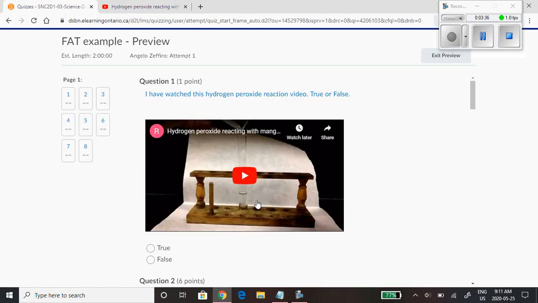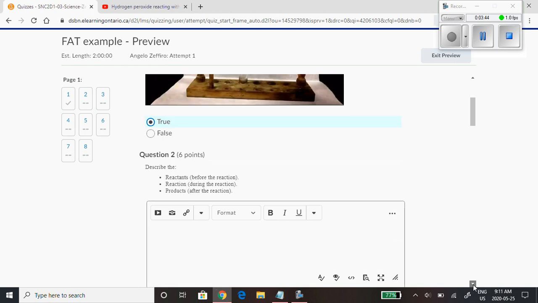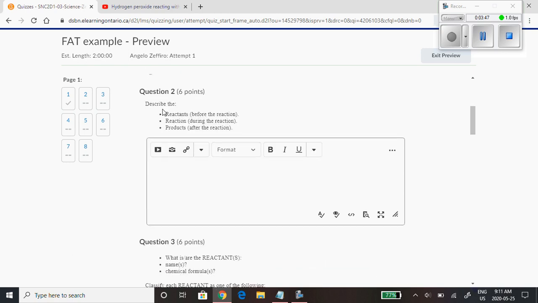Okay, so the first thing you do when you write this quiz is, yes, I've watched this video, true. And you get a mark for that. Next, question 2 says, describe the reactants before the reaction. So what I can do is I can type in here that one of the reactants was hydrogen peroxide, and it was a clear, colorless liquid. Now, oh, I better spell that right.